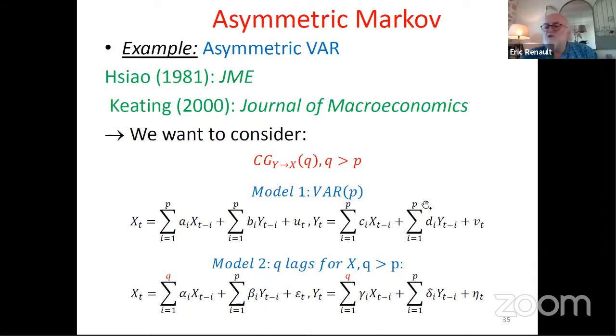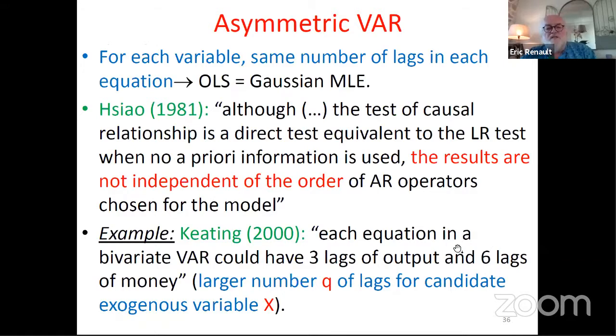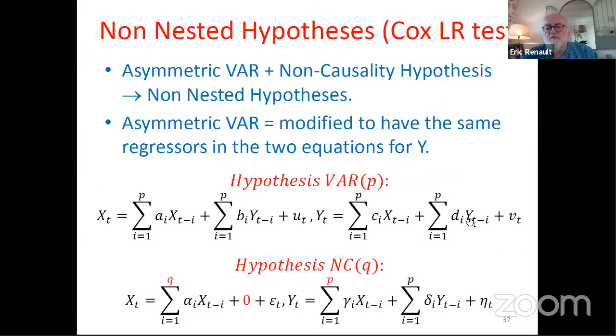Something which is popular, which was actually the initial motivation of Sims, is to see the impact of money supply on output and conversely. So basically, you put 6 lags for the money supply because it is a large number of lags for the candidate exogenous variable. Okay. Now, even this is not very satisfactory because sure it's a good idea to put more lags for X, but if you put more lags for X, it is typically to get rid of the case that Y is not written anymore.